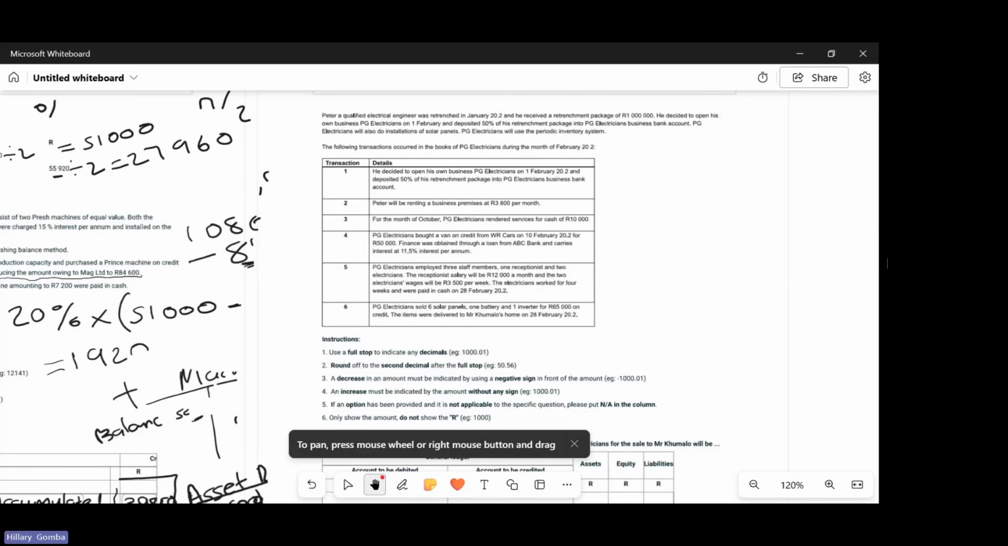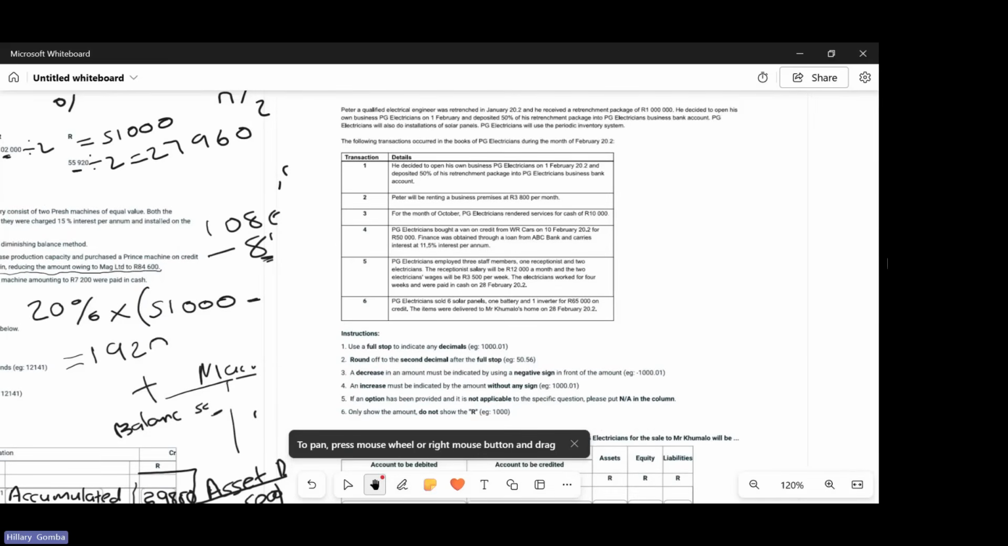All right. And then it goes on to say, the following transactions occurred in the books of PG Electricians during the month of February 2022. So we have the first transaction, which says he decided to open his own business, PG Electricians, on 1 February 2022 and deposited 50% of his retrenchment package into the PG Electricians business bank account. So which means he deposited 50% of 1 million, which is what? 500,000.